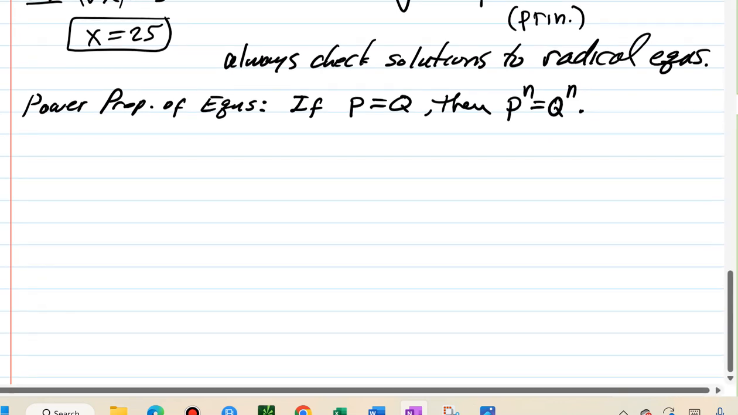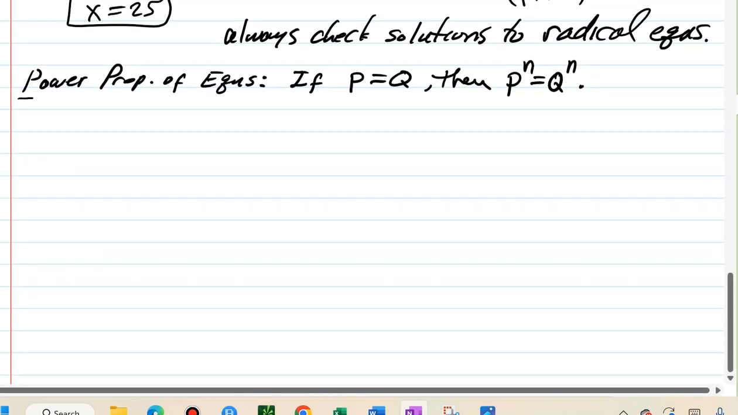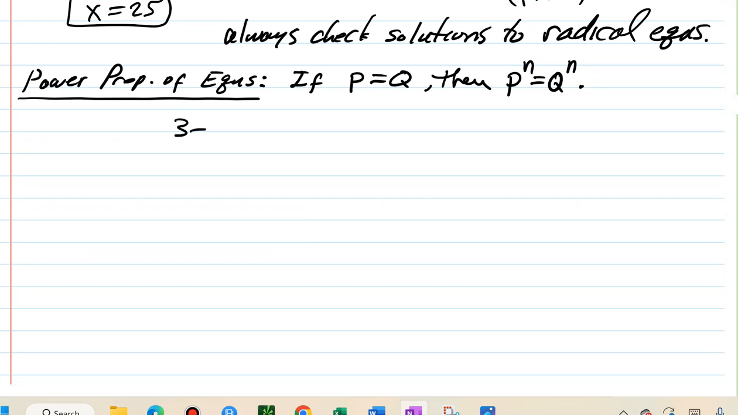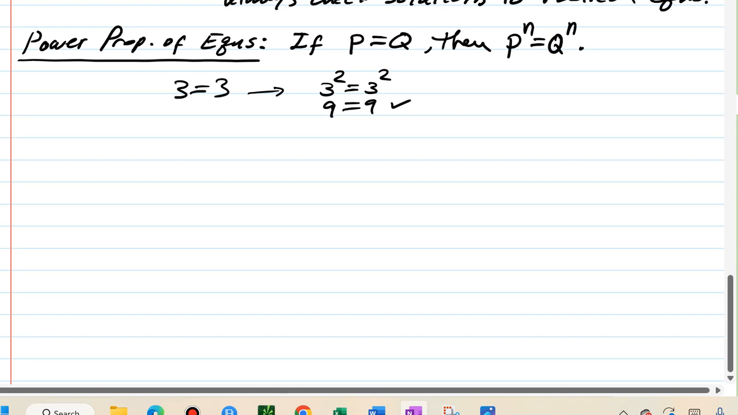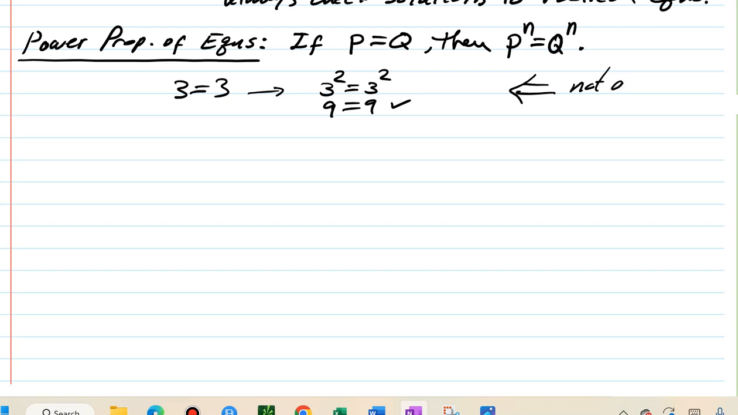All right, so to show you an example illustration of this one. Let's say I have 3 equals 3. Now if I square both sides, I get 3 squared equals 3 squared, 9 equals 9, it checks. You see that? But going in this direction, it's not always true. It's not necessarily true. And here's what I mean.